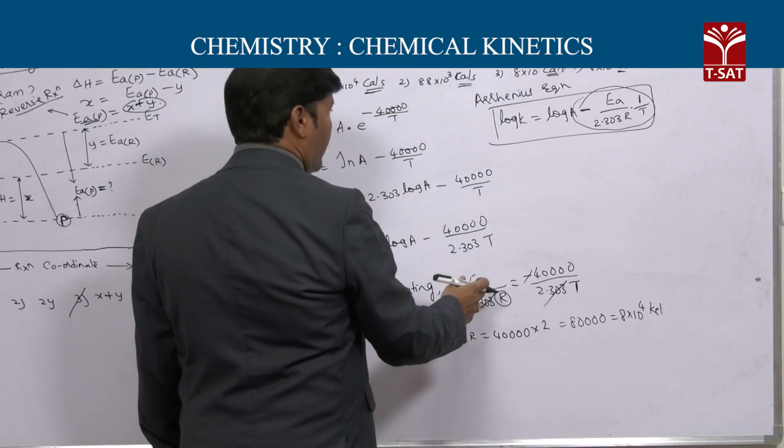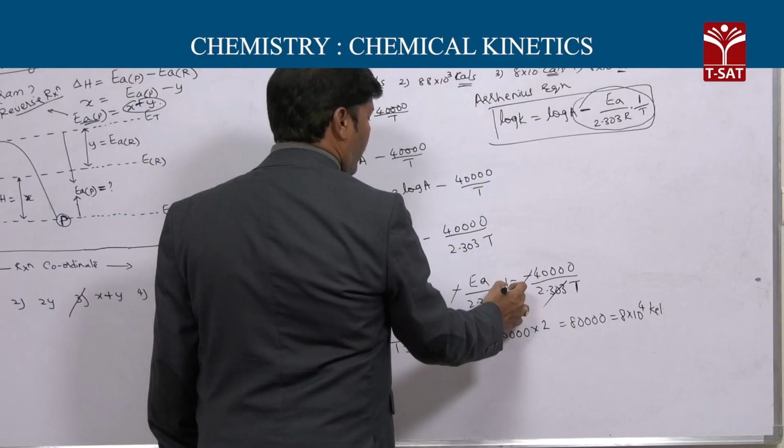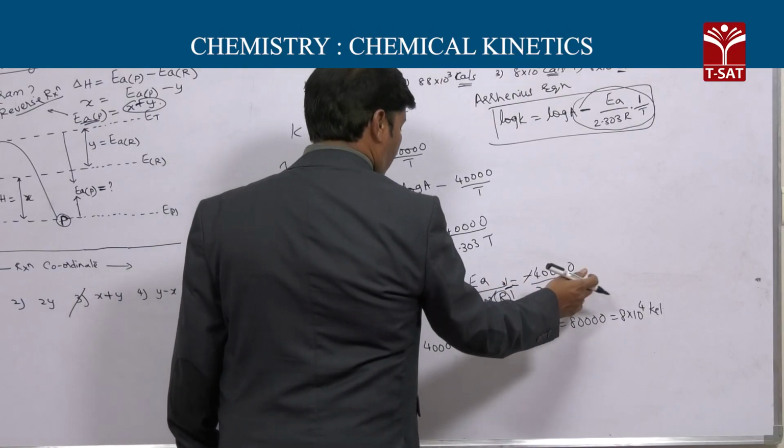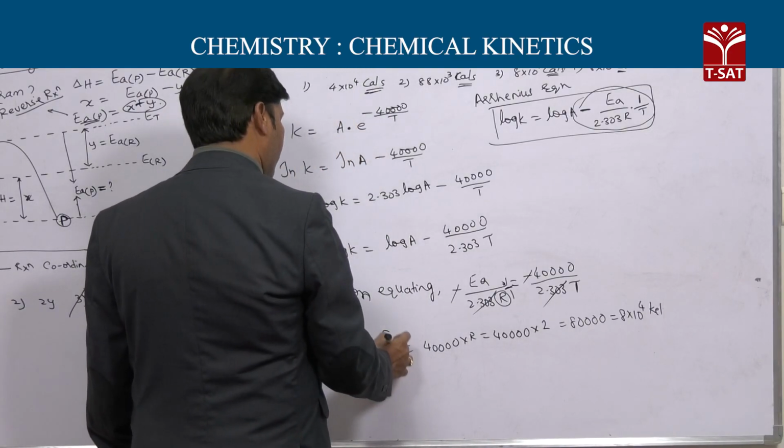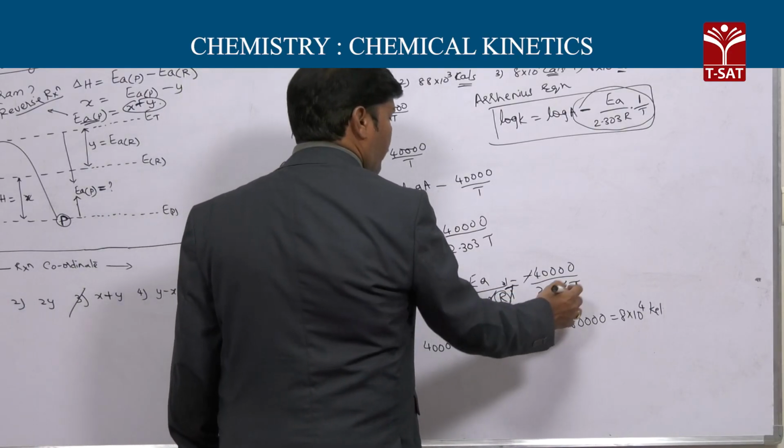This is minus Ea by 2.303 of 1 by T. I am sorry, this is 1 by T. Okay, T also gets cancelled. The temperature also gets cancelled. This is going to become the activation energy, not temperature.